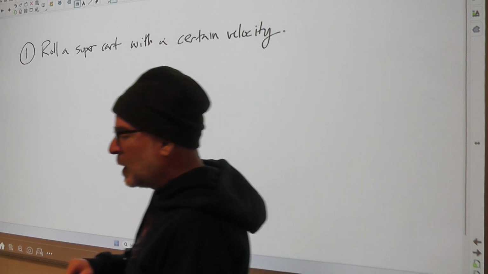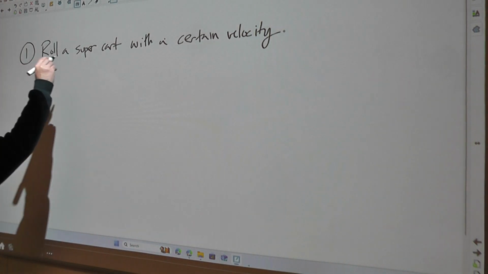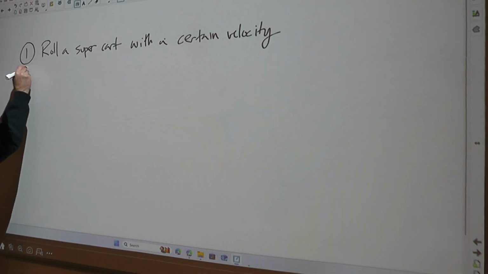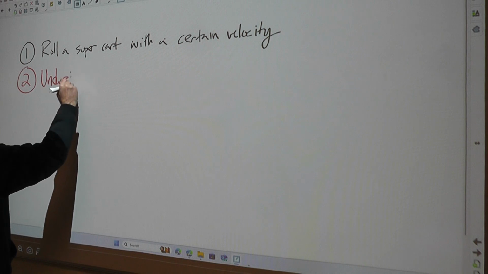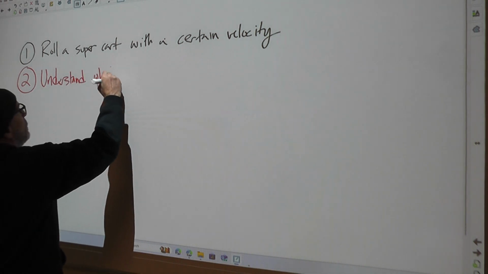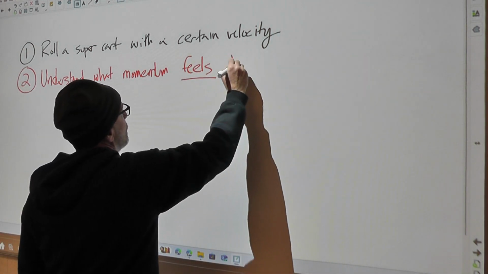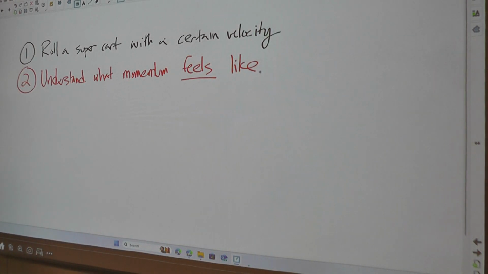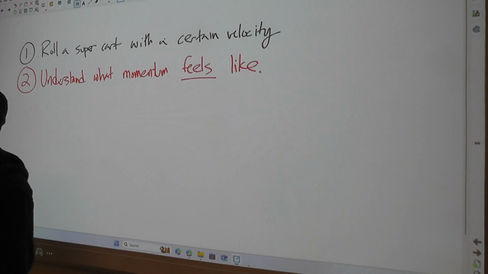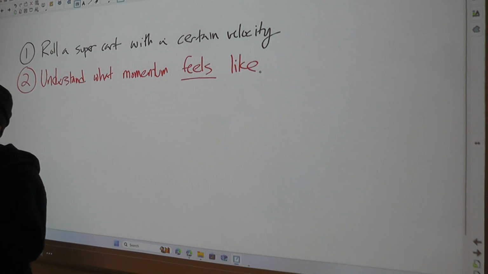And then the next piece that I want you to be able to do is understand what momentum feels like. We talked on Tuesday about the idea that momentum measures how hard something is to stop. When you think about that, most of us tend to fall into, well, that's about force, right? Or something about how hard it is to get something to move. And the thing is, force and how hard something is to stop are not the same. They're related, but they're not the same thing.